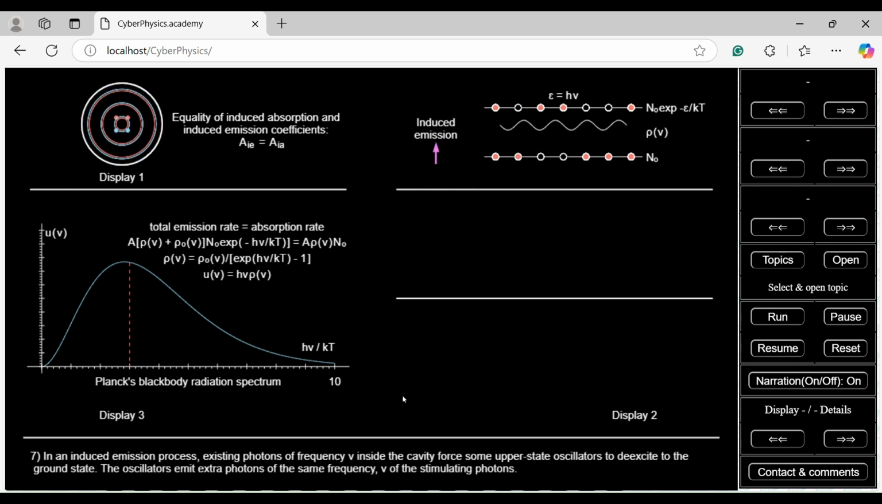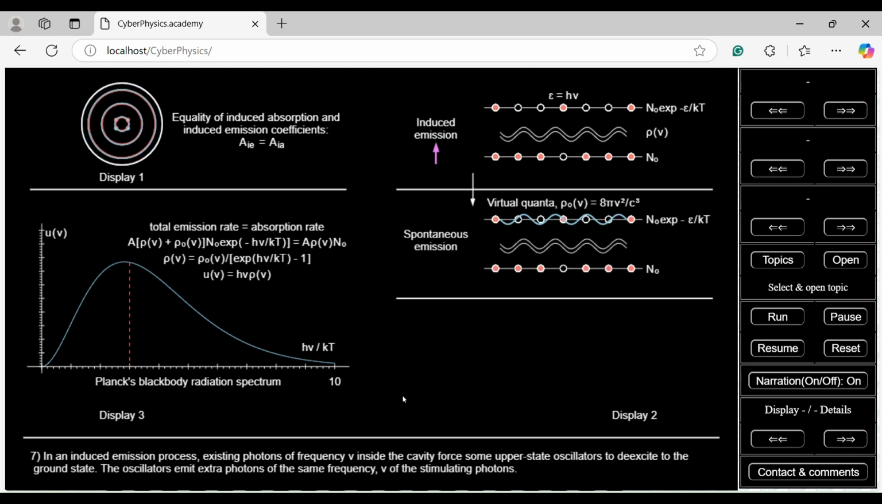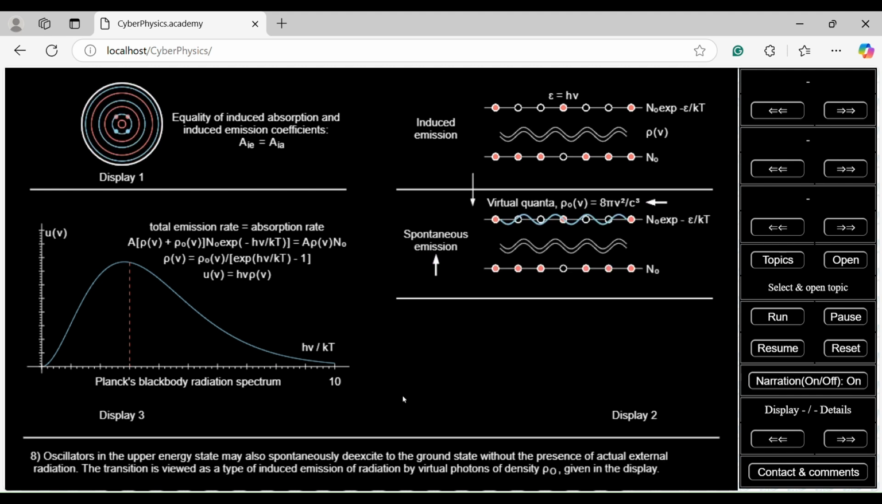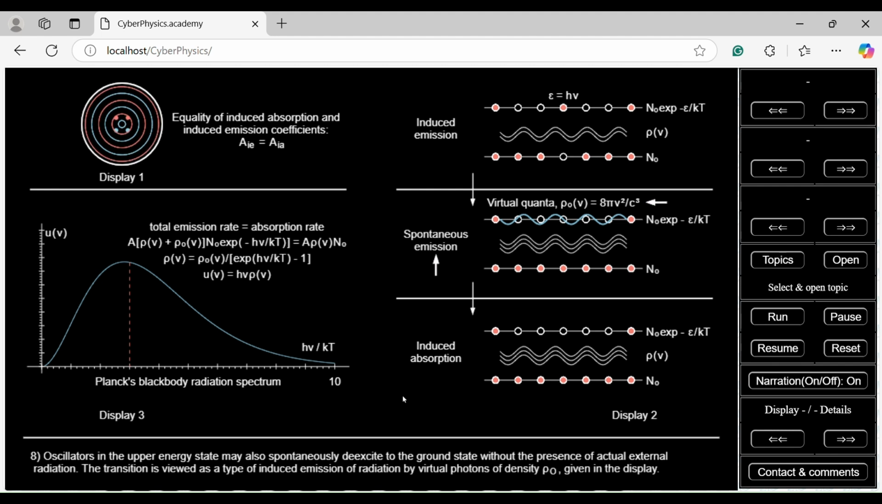In an induced emission process, existing photons of frequency nu inside the cavity force some upper state oscillators to de-excite to the ground state. The oscillators emit extra photons of the same frequency nu as the stimulating photons. Oscillators in the upper state may also spontaneously de-excite to the ground state without external radiation. The transition is viewed as a type of induced emission of radiation by virtual quanta of density ρ0, given in the display.